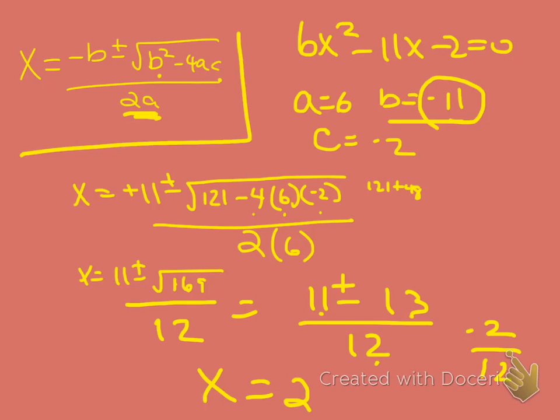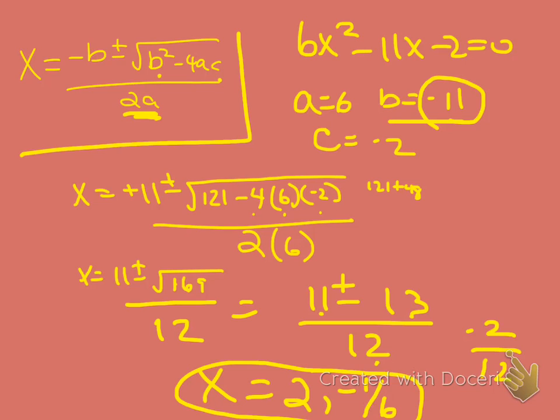is negative 0.16 repeating. We're going to leave it as a fraction. So when I reduce that fraction, what do you get? Negative 1 over 6. Yes, all right. Negative 1 over 6. So we just take our 11 plus 13 and then divide by the 12. Then we do the 11 minus the 13, got a negative 2 divided by 12 as a fraction. So here are our 2 answers.